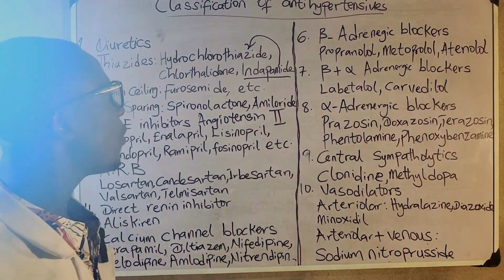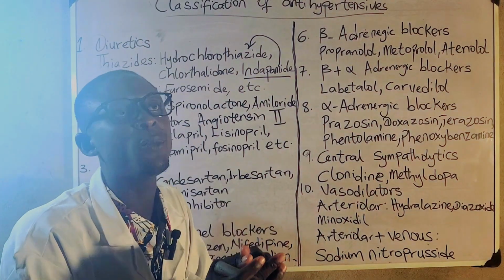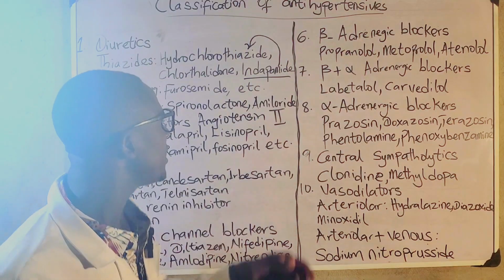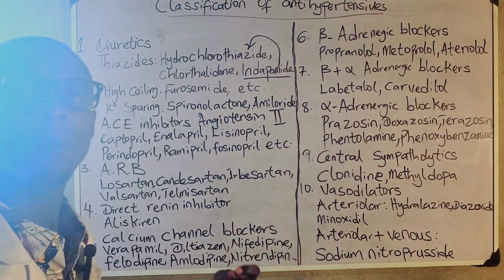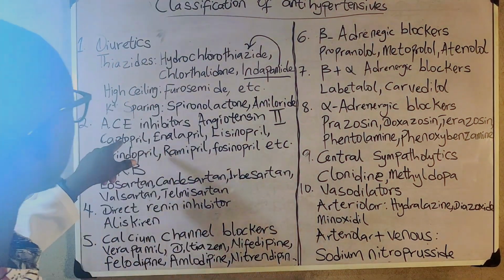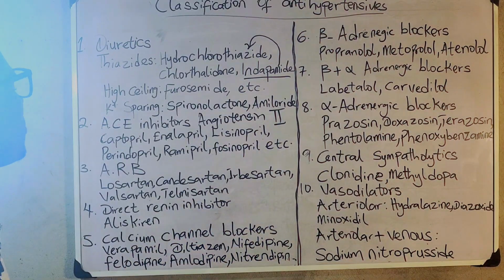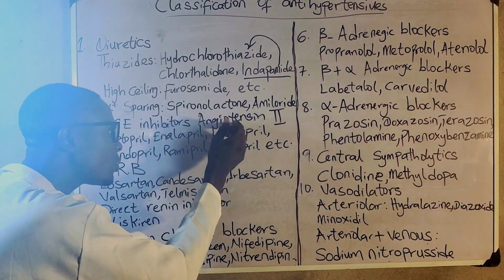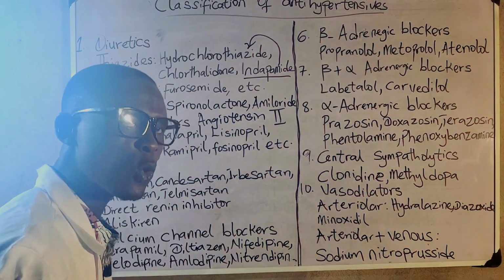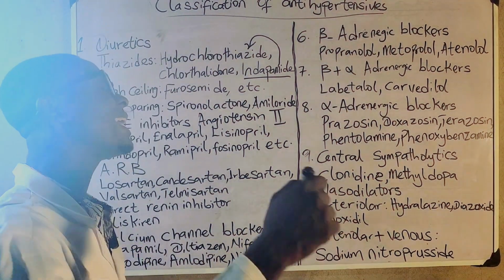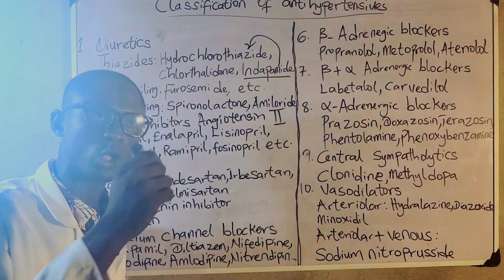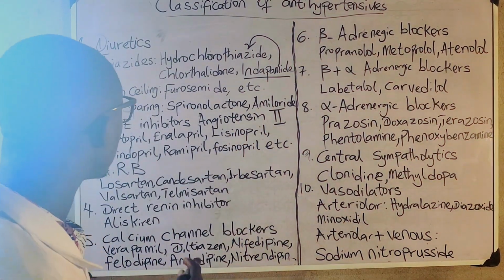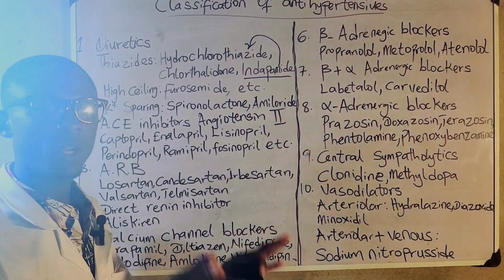Remember I said that when there is constriction, then there will be an increase in pressure. But when there is dilation or relaxation, then there will be a reduction in blood pressure. So angiotensin converting enzyme will prevent angiotensin 1 from becoming angiotensin 2. And this hormone here is a potent vasoconstrictor. So when there is no vasoconstrictor, then the vessel will dilate. And when there is dilation, automatically the blood pressure will reduce.